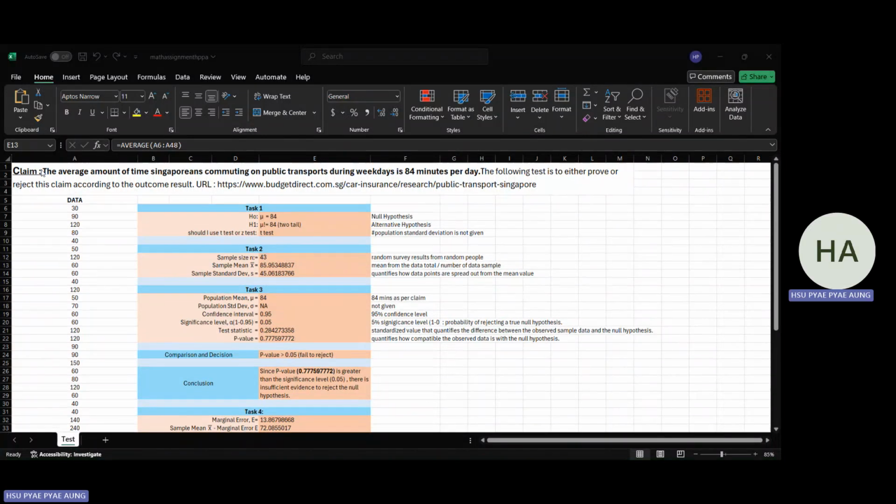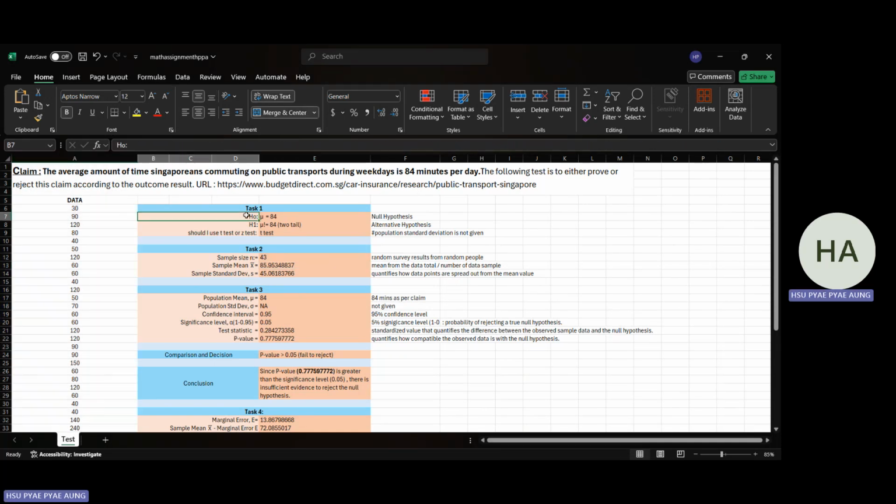The claim for this test is the average amount of time Singaporeans commuting on public transport during weekdays is 84 minutes per day. I attach the URL in the Excel file for the reference. And I have written down the data collected from my survey in column A.